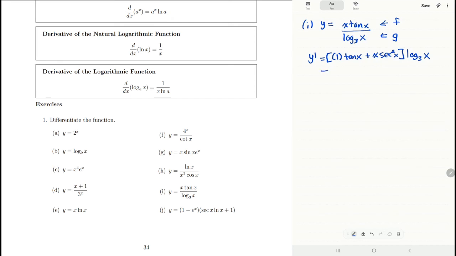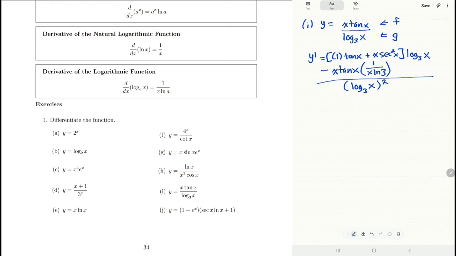And then we subtract x times tangent of x multiplied by the derivative of g. So the derivative of log base 3 of x is 1 over x times the natural log of 3. Okay, and that is all over the denominator squared, so log base 3 of x squared.